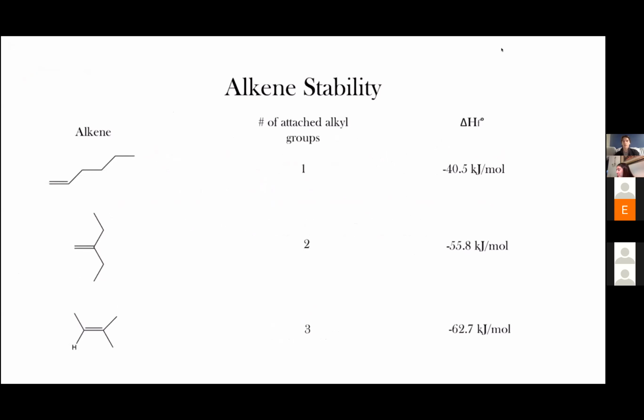So if everyone will agree, these are 3 different alkenes, and they all have the same number of carbons. So nothing has changed about that, except for the way that the carbons are arranged around the double bond. So can anyone tell me what you notice about these 2 molecules, the relationship between these 2 molecules?